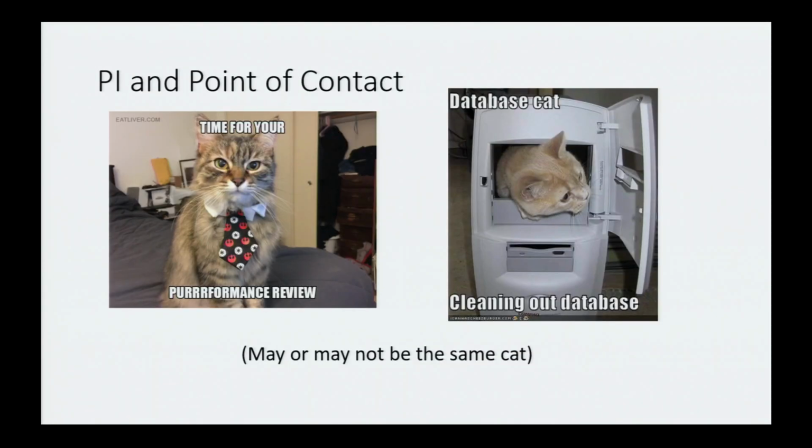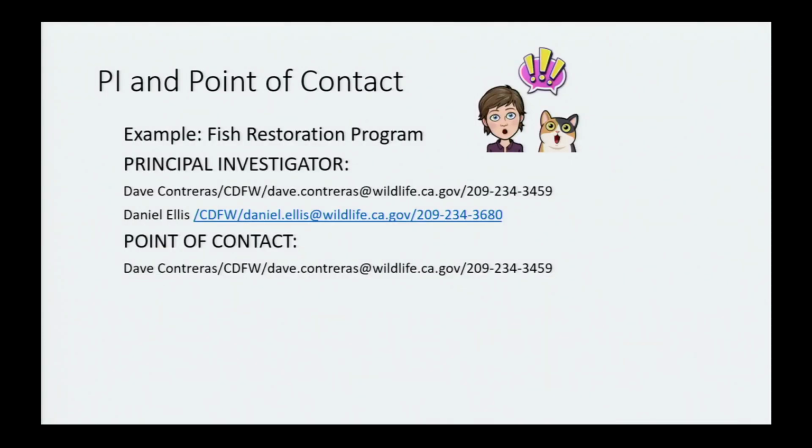So, first step, this should be the easy one, the principal investigator and point of contact, which could be the same person. However, if your program is larger and you have someone who's designated as a data manager who you want to be getting all the emails about data requests or confusion about your data, that could be 2 different people. So for the Fish Restoration Program, we have principal investigator Dave Contreras, secondary one Daniel Ellis, point of contact Dave Contreras. So pretty straightforward.